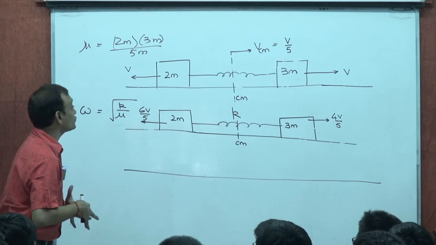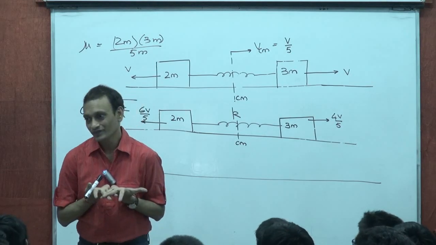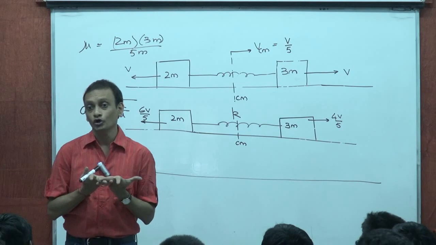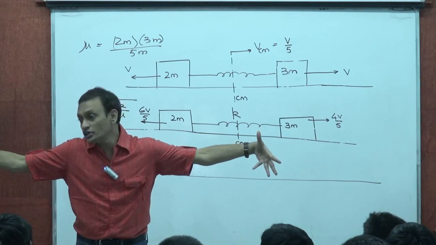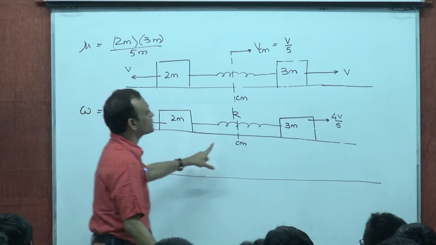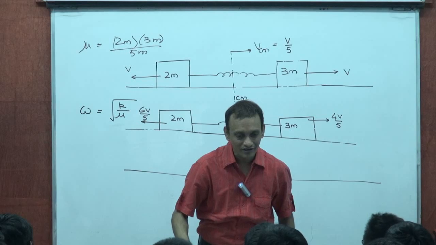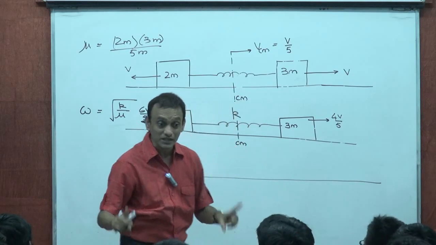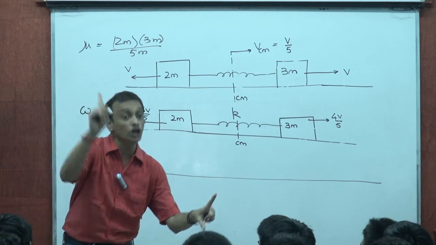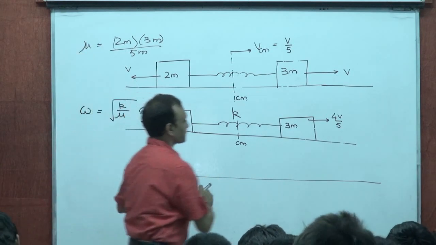When the velocity of the two masses in the center of mass frame becomes 0. If the velocity of the two masses in the center of mass frame becomes 0, then the spring would have reached its maximum elongation, yes or no? And is it possible that in the center of mass frame, the velocity of one becomes 0 and the other one doesn't become 0? No, it's not possible. That means the velocities of the two masses in the center of mass frame should become 0 exactly at the same time, right?